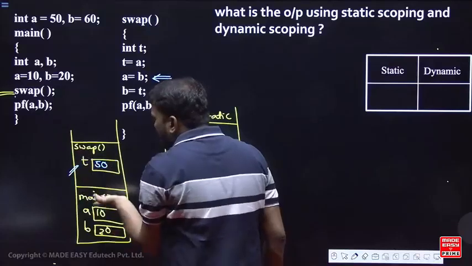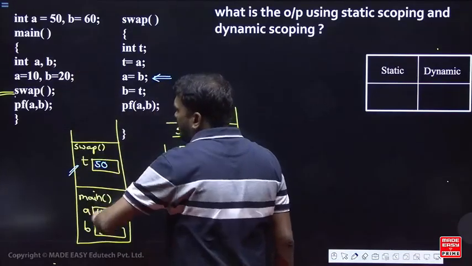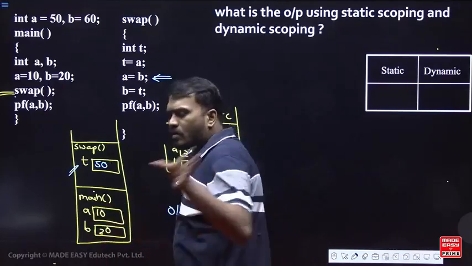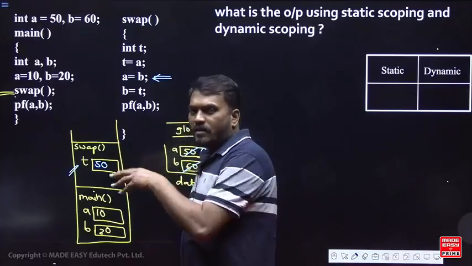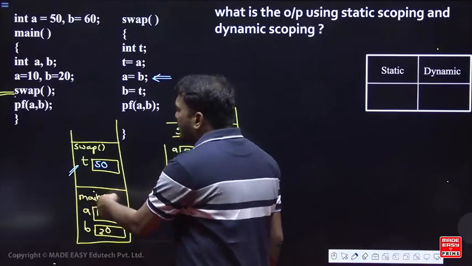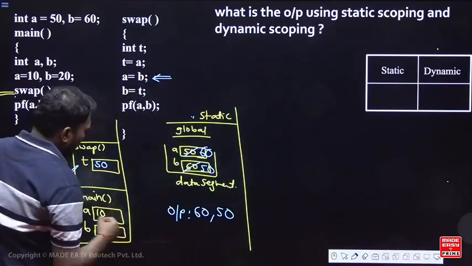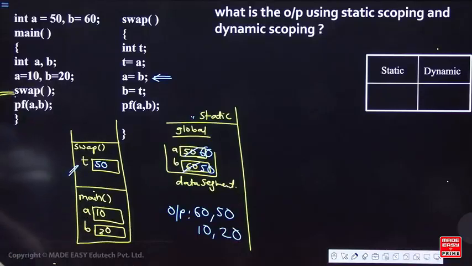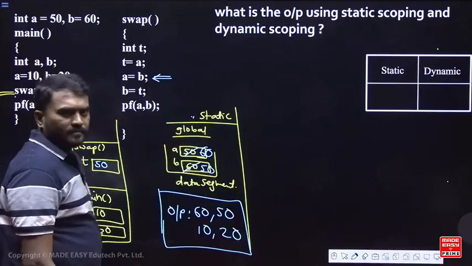When you say printf a comma b in the main function, is it a local variable or free variable? Local. Local है, there is no doubt. The concept, whatever you are studying, is applicable only to free variables. So in the main function a comma b print कर रहा है, a comma b are local variables, so it will be printed from here only. So it will print what? 10 20. Is that clear? So this is the output if you follow static scoping.